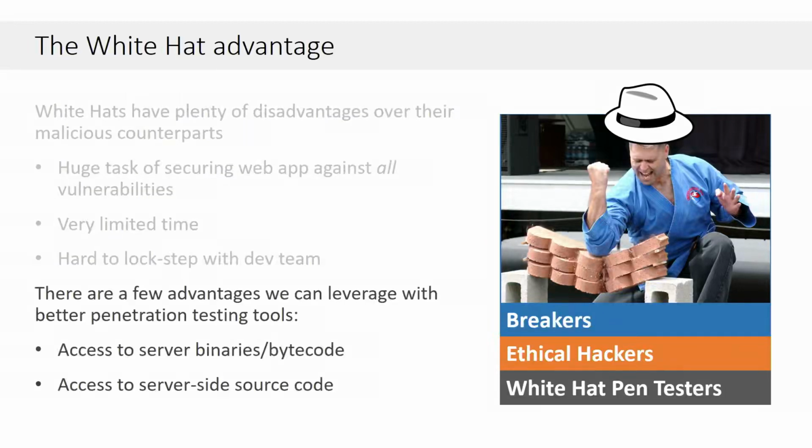So there's a few advantages that you can have if you have access to the bytecode or the source code. These tools can help out with that. And I'll also talk about some ways around that if you don't have direct access to the source code. Anyone here familiar with ZAP?